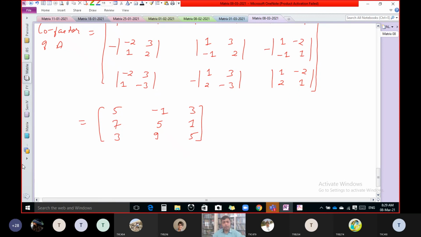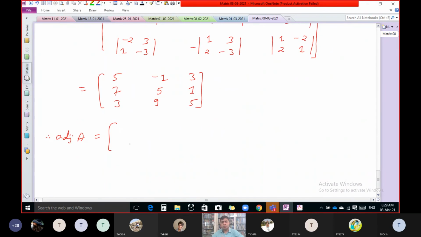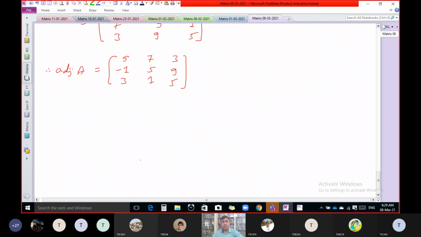So we get the adjoint of A. What would we write in the first column? 5 minus 1, 3. Correct. Second column? 7, 5, 1. And third column? 3, 9, 5. Correct. Now the adjoint of A is available, so A inverse is 1 upon the determinant of A into the adjoint of A.